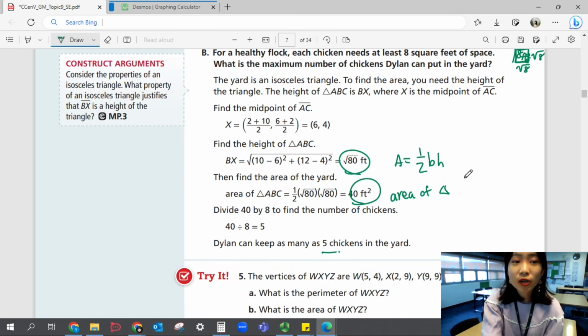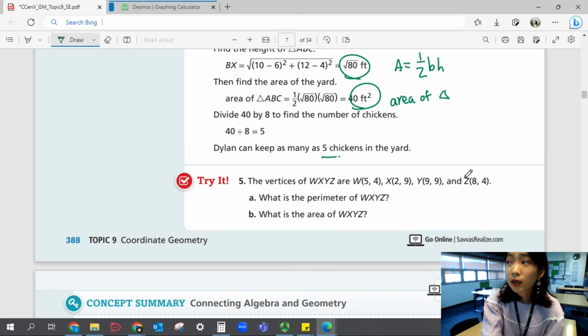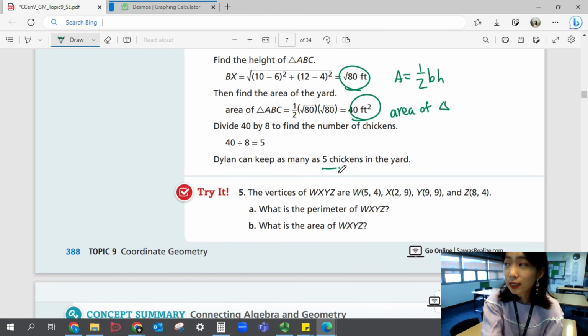Okay, so let's look at try number 5. There is given information of the vertices, so the coordinate points are given. We want to figure out the perimeter of WXYZ and the area of WXYZ. It is a quadrilateral, so in order to figure out perimeter, you need to get 4 sides and make sure you know which is the length and which is the width of the quadrilateral, and you can use the area equation.